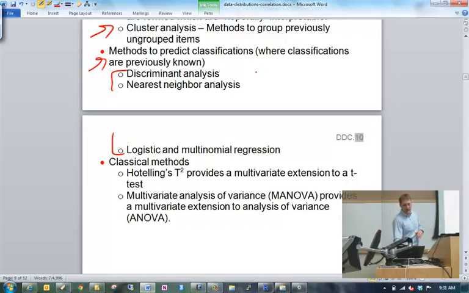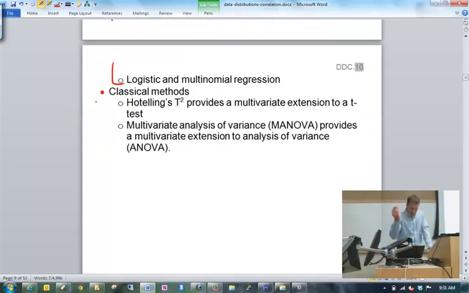So we could look at something else called nearest neighbor analysis, which basically is what's called a non-parametric way of approaching the same kind of problem. The key is that since it's non-parametric, it doesn't make an underlying distributional assumption. We'll also look at logistic and multinomial regression models as well, with the sole purpose of prediction. And lastly, and then we'll take a test, and lastly, we'll look at some classical methods.